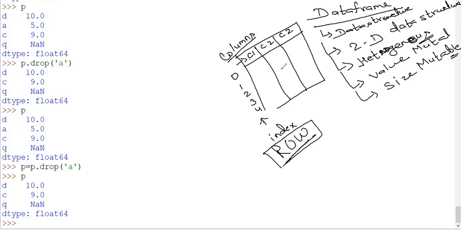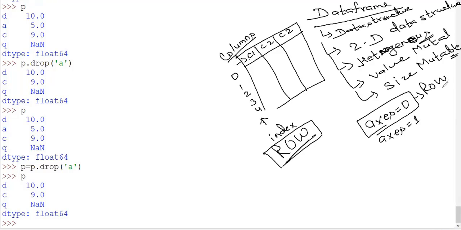Data frame. One thing you should always understand: a data frame is two-dimensional, so it has two axes, axis equal to 0 and axis equal to 1. Axis 0 means the row index, and axis 1 means the column index. You have to always remember these things. You will get a 1-mark question from here: which index refers to what? So 0 is the row index and 1 is the column index.